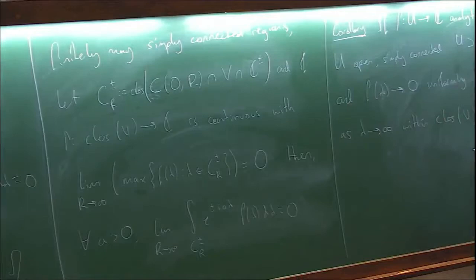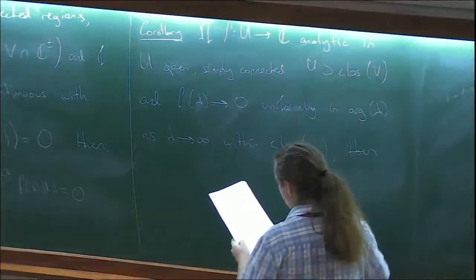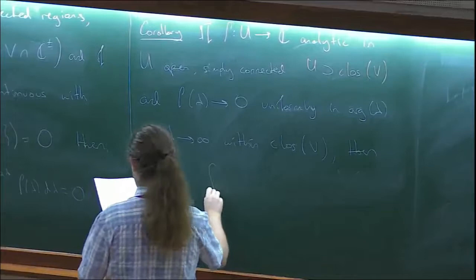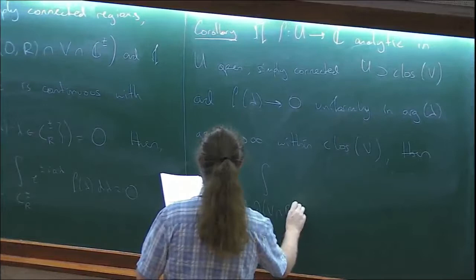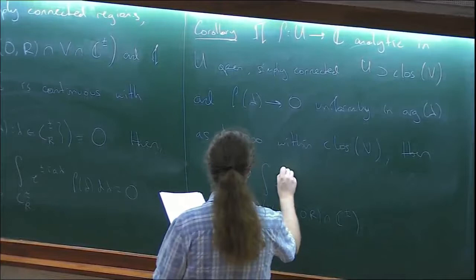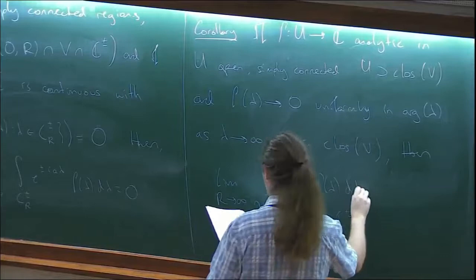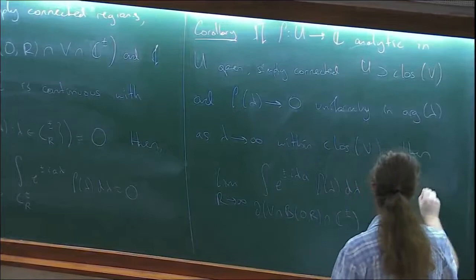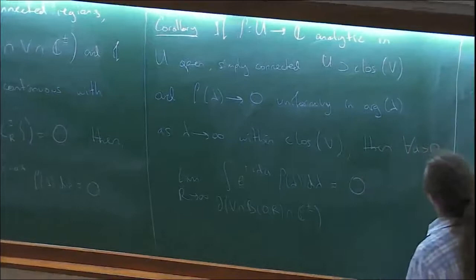Where are we? Then, the limit as R goes to infinity of the integral around the boundary of V intersect the ball of radius R centered at zero, intersect C plus and minus, of e to the plus or minus i lambda a F of lambda d lambda. That limit is zero, and this works for all a positive. Okay?